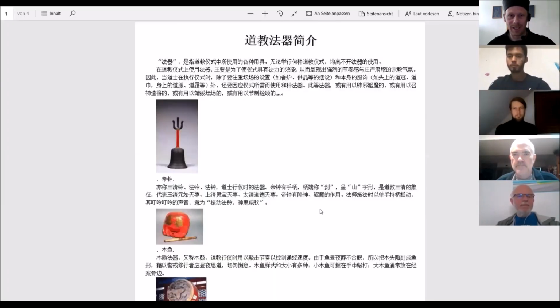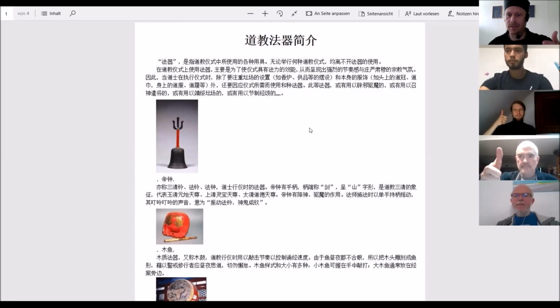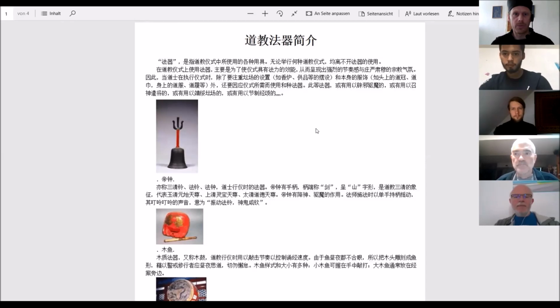So, the yueqi instruments. For this, I'm first introducing a list. Maybe a thumbs up if you can see, thumbs down if you cannot. Can you see the list with the instruments? Okay, so I prepared a list for you. It's in Chinese, don't worry. I'm going to explain the most interesting parts of this.